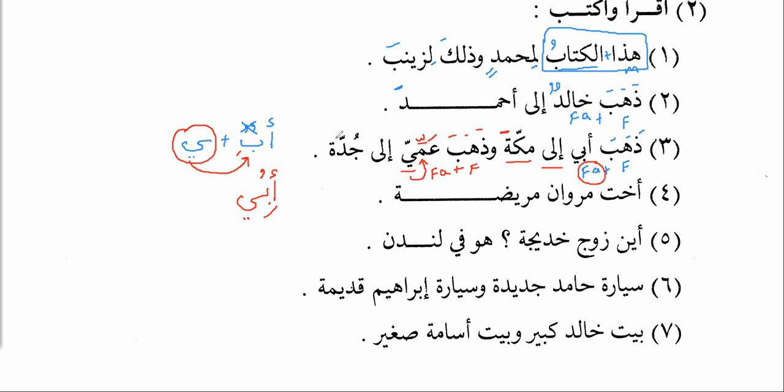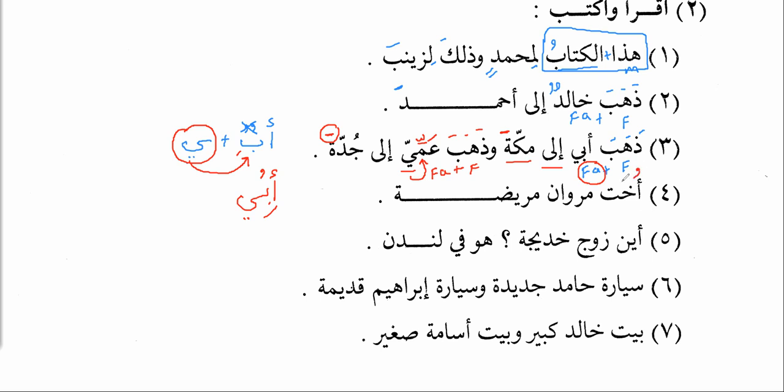Ila Jiddata. The same rule applies here. Jiddah is also a city name. It cannot accept a lam tarif. And instead of having a kasra, it will show by a fatha.